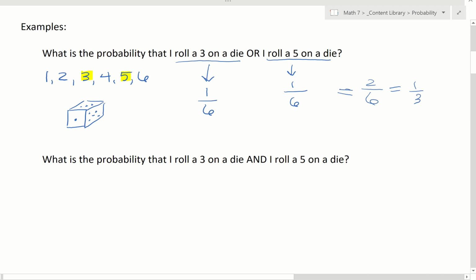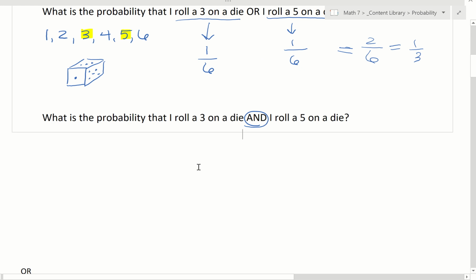Looking at what is the probability that I roll a 3 on a die and I roll a 5 on a die. Okay, so that's different because I'm not just doing it once. I have to roll a 3 first and then roll a 5. So again, I could roll a 1, a 2, a 3, a 4, a 5, or a 6 on my first roll.